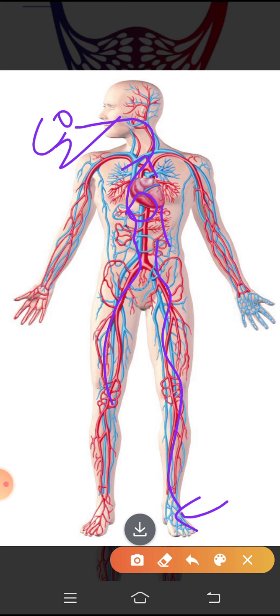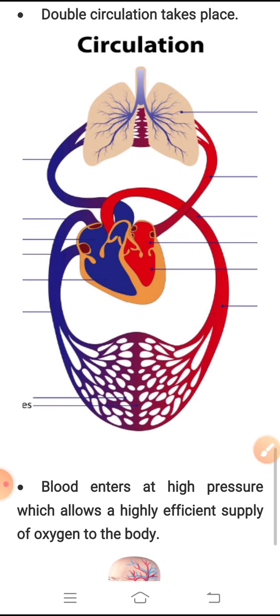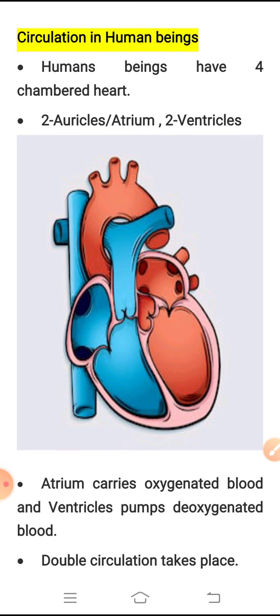Through which region is it exhaled out? Through the nostrils, right? So this is how the oxygenated and the deoxygenated blood get separated. Hope you understood, right? So if you have any doubt, listen to this video once again. It is very simple to understand why there is a four-chambered heart in human beings and what is the advantage of the four-chambered heart in human beings.